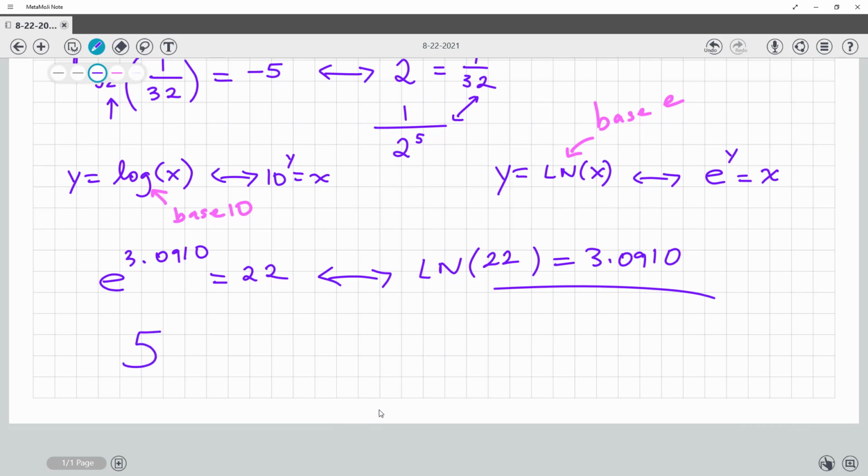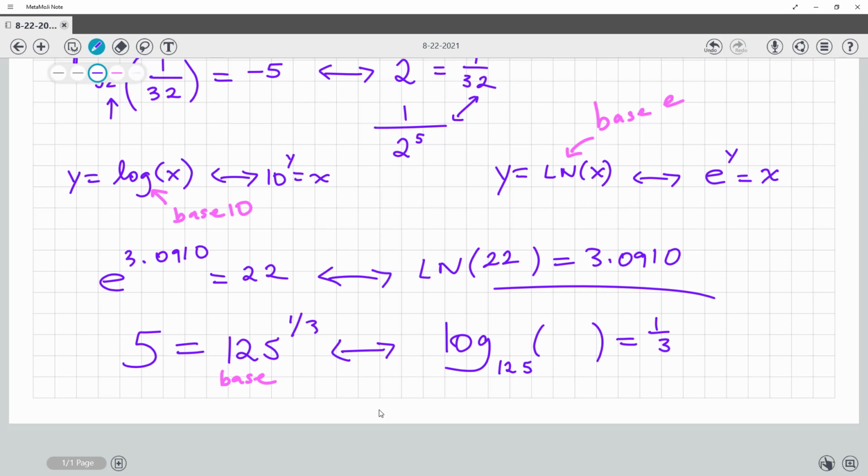Let's do one more. Say 5 equals 125 to the 1/3 power. Well, don't lose track of what is the base. So the base is that 125, and so I'm writing this as a log. My log equals the exponent, and in this case, my exponential, the 5, is what goes in parentheses.